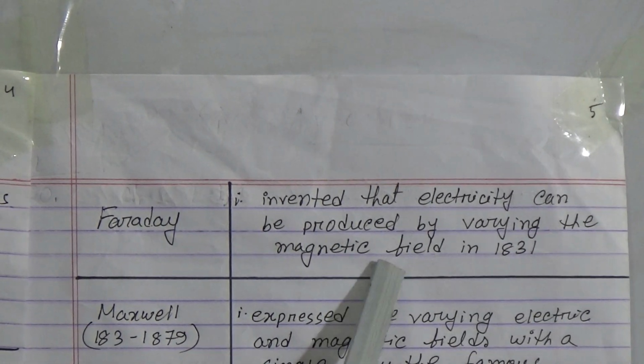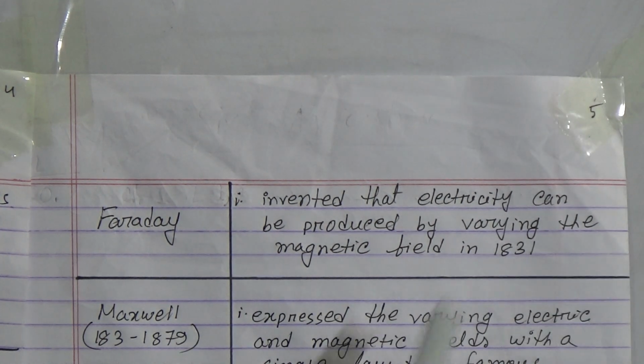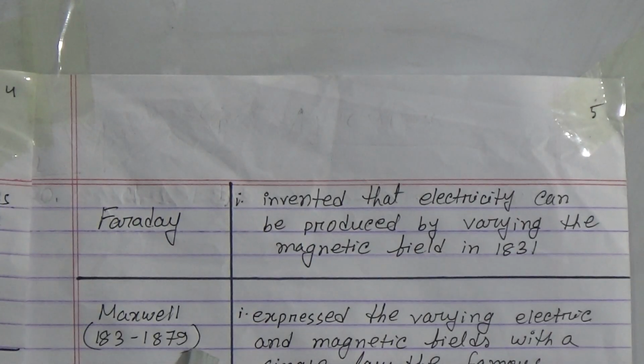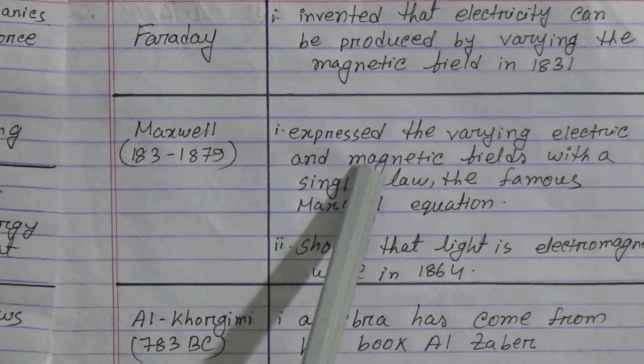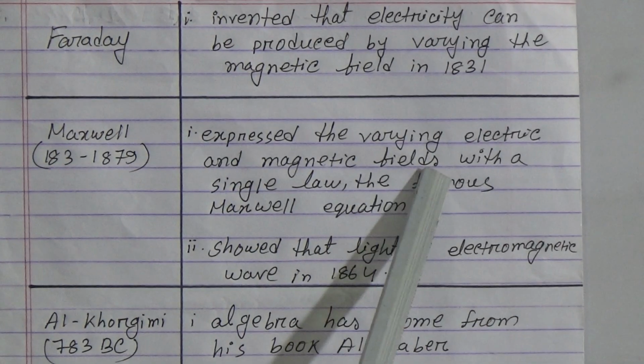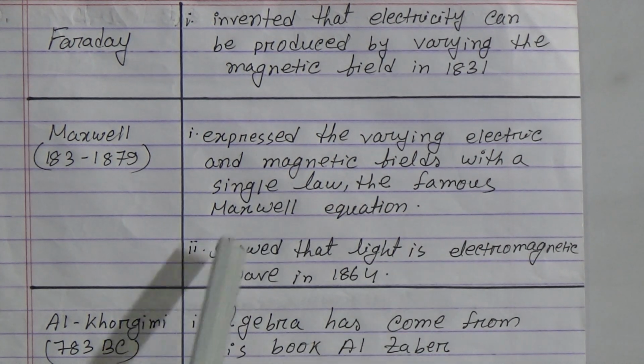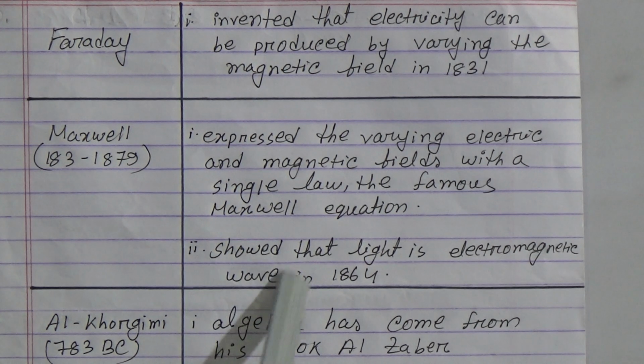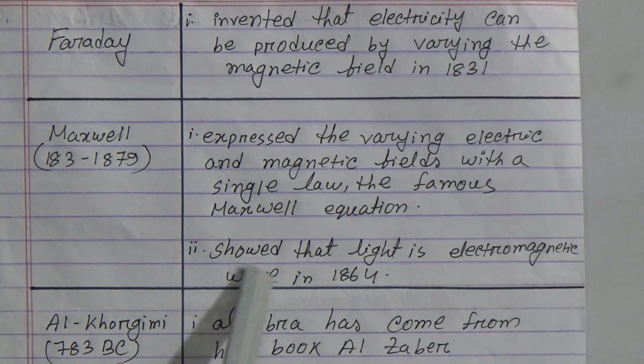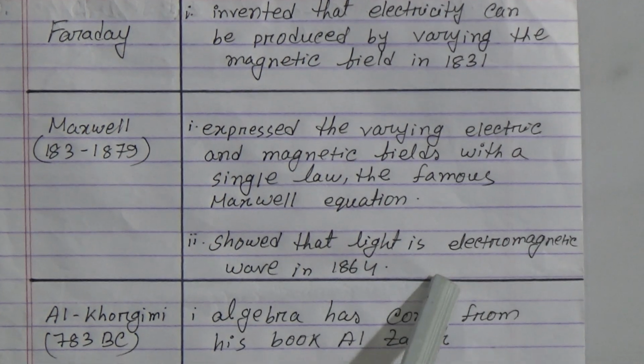The scientist's name is Faraday. He showed that electricity can be produced by varying the magnetic field in 1831. The scientist's name is Maxwell. He expressed the varying electric and magnetic fields with a single law, the famous Maxwell equations. Showed that light is an electromagnetic wave in 1864.